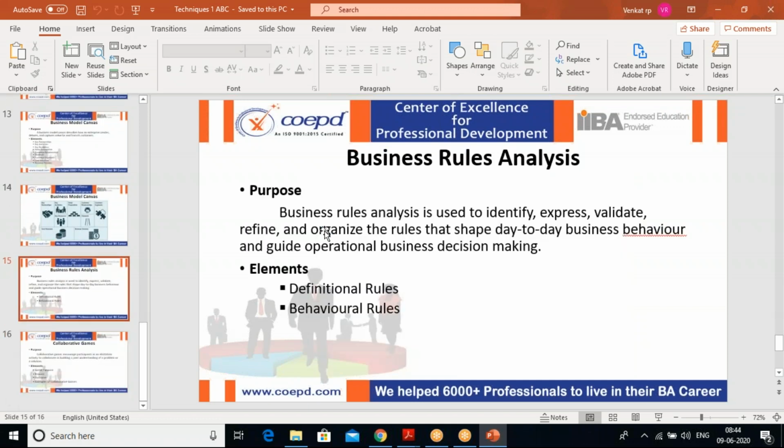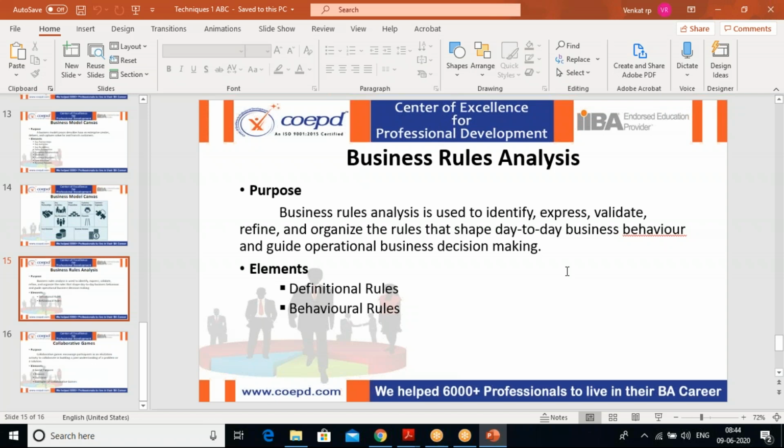Okay, and then the business rules analysis. Business rules analysis is used to identify, express, validate, refine, and organize the rules that shape our day-to-day business behavior and guide operational business decisions. Here we have to see two elements. One is the definitional rules and the second one is behavioral rules.